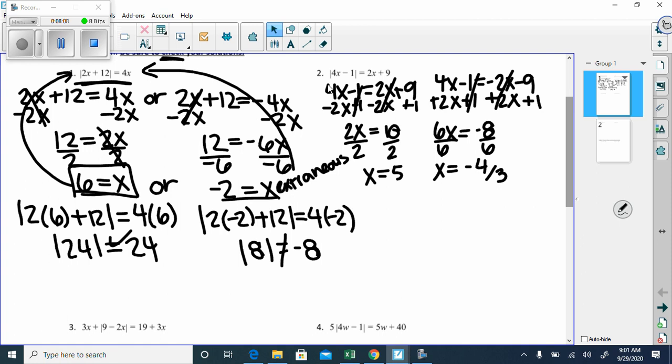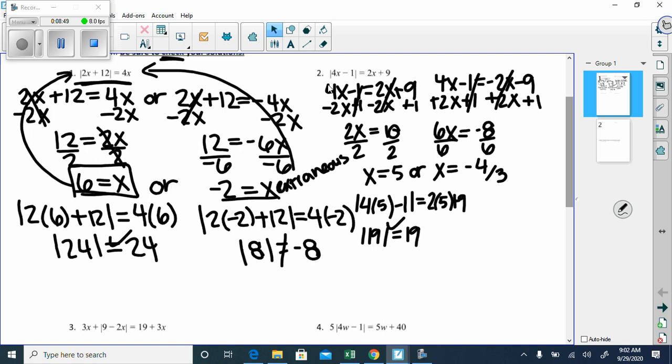Okay. Now that I have my two answers here, we have to check. So I'm going to plug in the 5 to this first equation. So I'd have the absolute value of 4 times 5 minus 1 equals 2 times 5 plus 9. Okay, so inside my absolute value, 4 times 5 is going to give me, and 20 minus 1 is, so the absolute value of 19. Over here I have 2 times 5 plus 9 gives me, so is that a true statement? Yes, so we're good there.